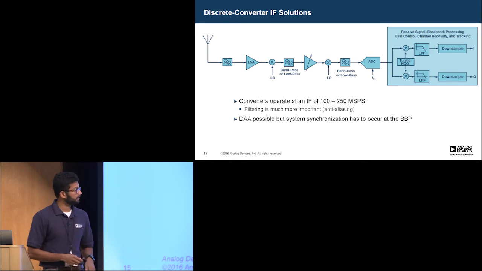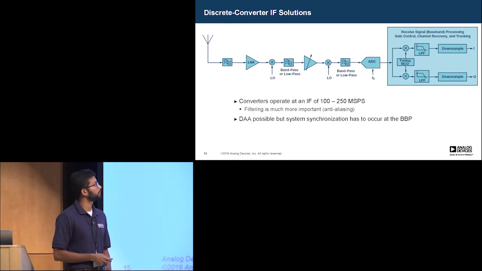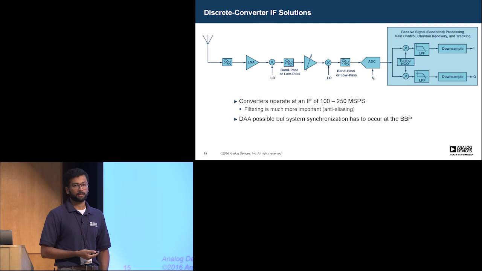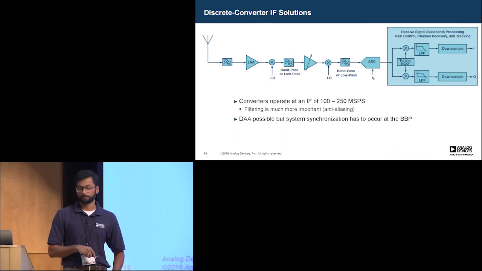The other thing to consider is digitally assisted analog exists for ADCs, has existed for a while. But it happens on the ADC, a single chip that might have at most 2 converters. But the baseband processor has to look at the whole system and figure out if the system requirements are met.